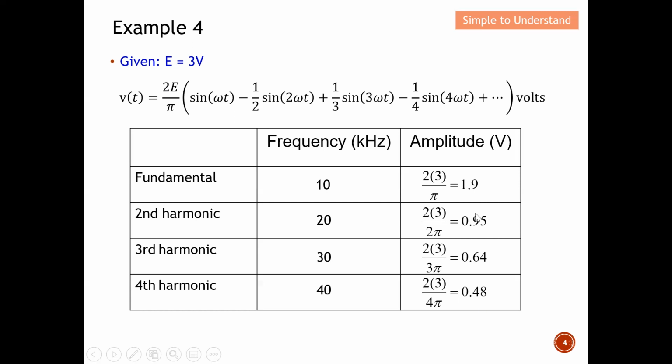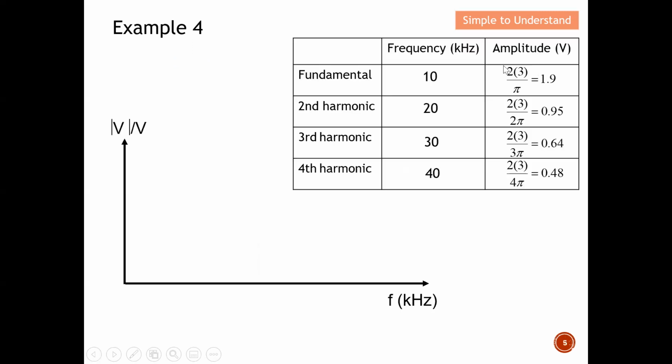So I have obtained all the parameters and I'm ready to draw the amplitude spectrum. This is the table that I've done on the previous slide. Like I mentioned to you, I'm ready to draw the amplitude spectrum. Firstly, this is the fundamental. It has 10 as the frequency and a peak amplitude of 1.9 volt. This is for the fundamental frequency. Second harmonic, 20 and 0.95. So at 20 kilohertz, I have a V peak of 0.95.